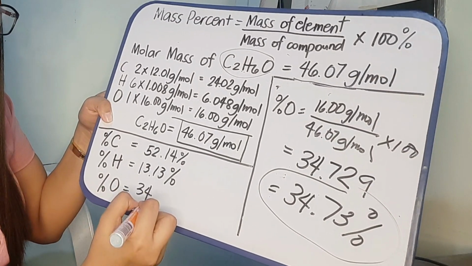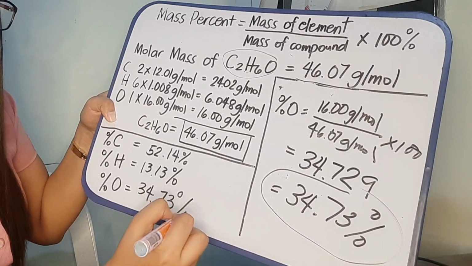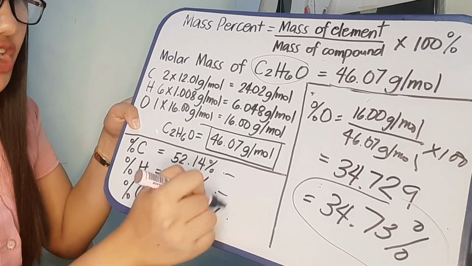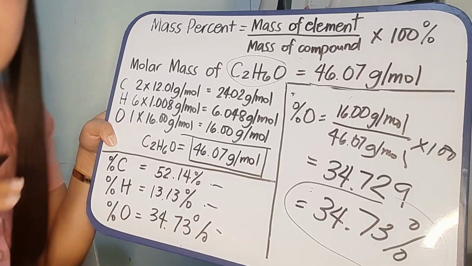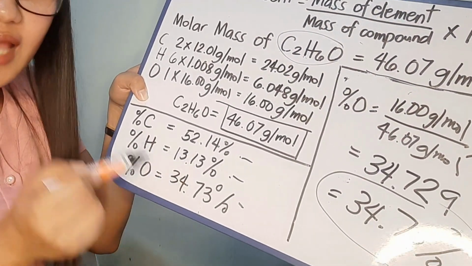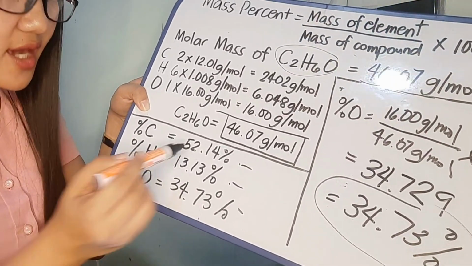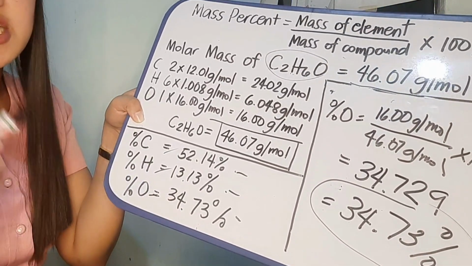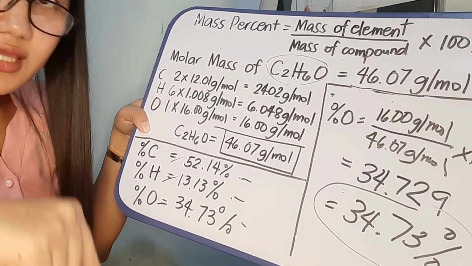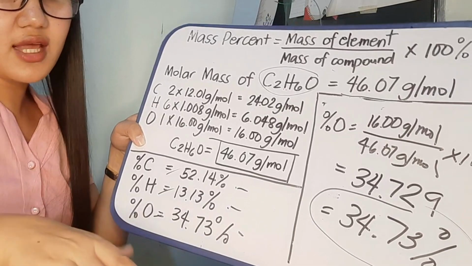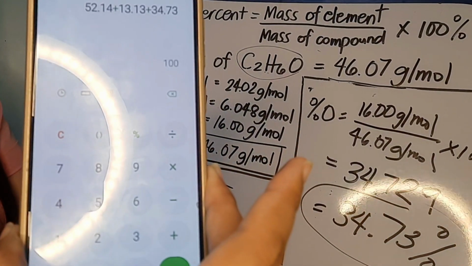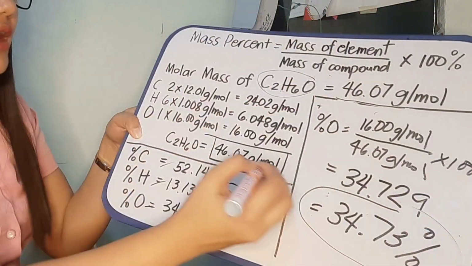So, we have 34.73%. So, kung gusto nyo makasigurado kung tama ang division ng ating percentage ng bawat element, pwede nyo naman, class, na i-add itong lahat. So, pag naging 100 yan, ibig sabihin, tama yung percentage ng inyong bawat element. Okay, so itry natin. Okay, yan. Tingnan nyo, class. So, we arrive with 100. So, ibig sabihin, okay, yan.